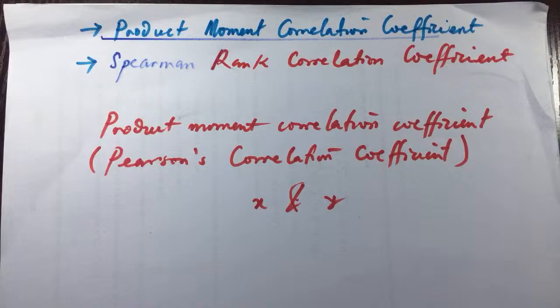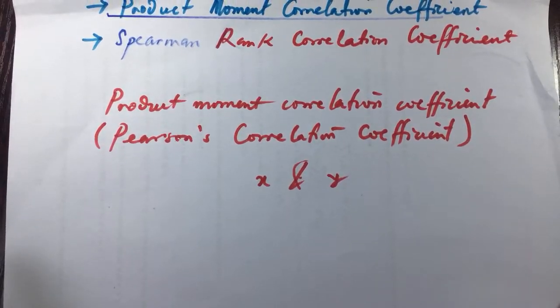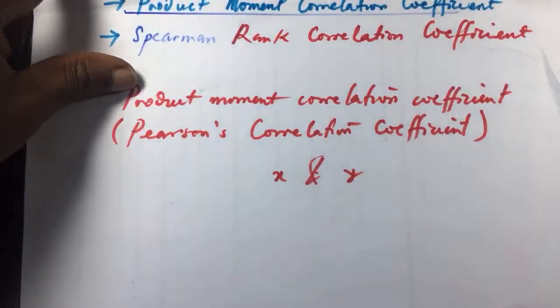So the question we are going to be starting with is, what is product moment correlation coefficient? How does the formula look like? So let's begin from that point. Now, I'm going to take you back to what we have done previously. You would remember this.